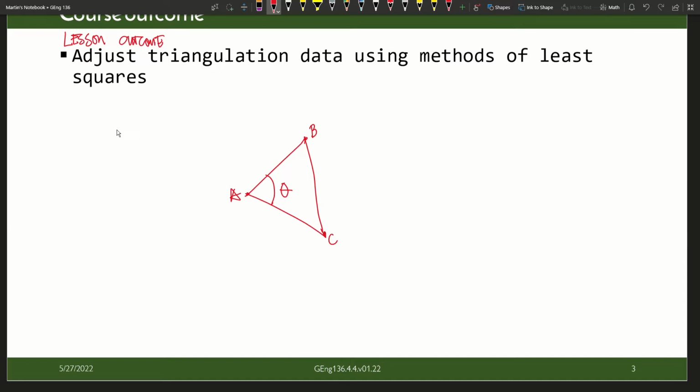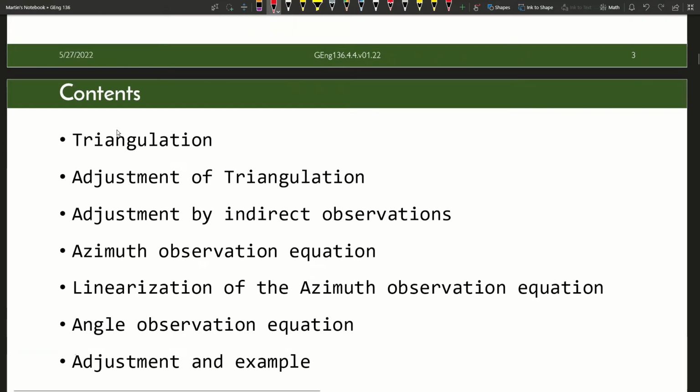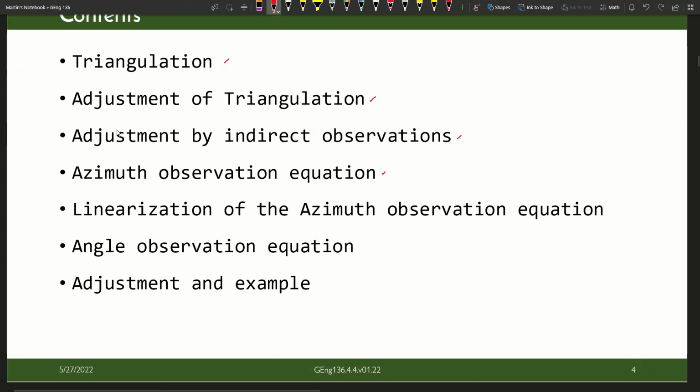So, contents for the lesson. First we will discuss triangulation, then the adjustment of triangulation, adjustment by indirect observations, azimuth observation equation, linearization of the azimuth observation equation, and we also have the angle observation equation. Then we will show you an example of this adjustment, where we are given triangulation data.